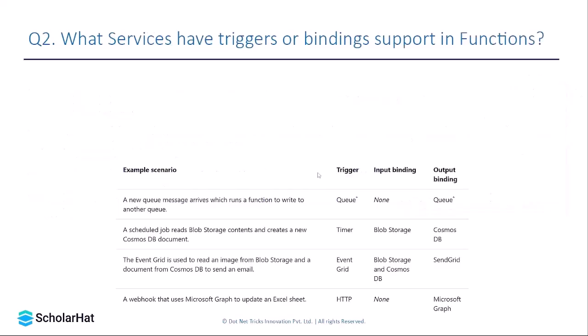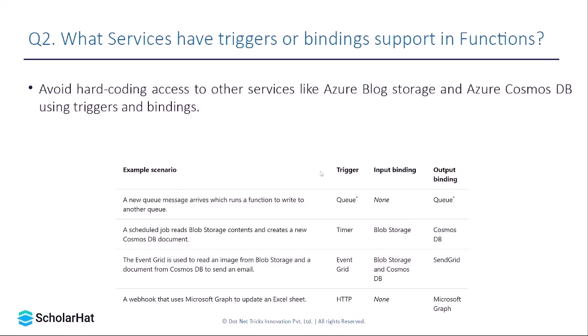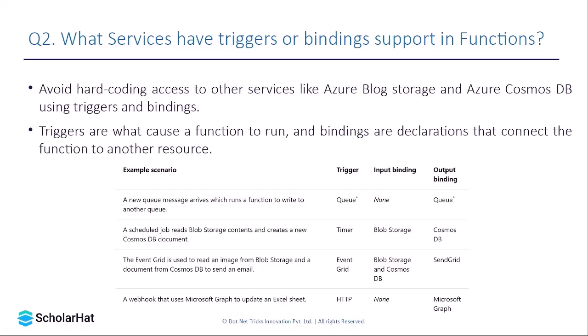Now let's discuss the next question: what services have trigger and binding support in an Azure function? You can see in this scenario that triggers and bindings can be used to create a proper workflow. As a recommendation, you should stop hard coding access to other services like Blob Storage and Cosmos DB across triggers and bindings in Azure Functions, because the connection strings and other values might vary from environment to environment. So avoid hard coding access. As discussed in the last slide, triggers are used to make a function run, and bindings are declarations that connect the function to another resource.